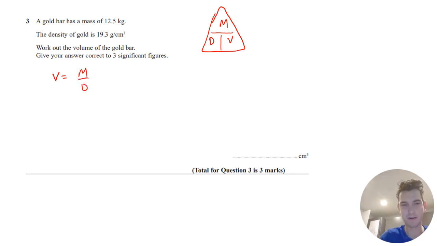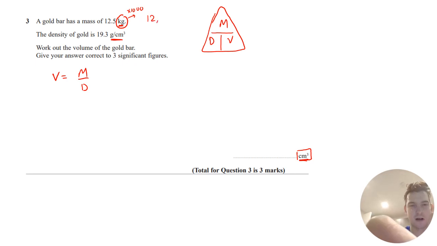Now, I need to be a little bit careful here and have a look at my units. So my mass is in kilograms, my density is in grams per centimeters cubed, and I want my volume, looking at my answer line, to be in centimeters cubed. So I think I'm going to need to convert my kilograms here into grams, because my density is in grams per centimeters cubed. So how do I do that? Well, hopefully you remember that there are 1,000 grams in each kilogram. So if we multiply this by 1,000, we're going to get 12,500 grams. Substitute that into my formula.